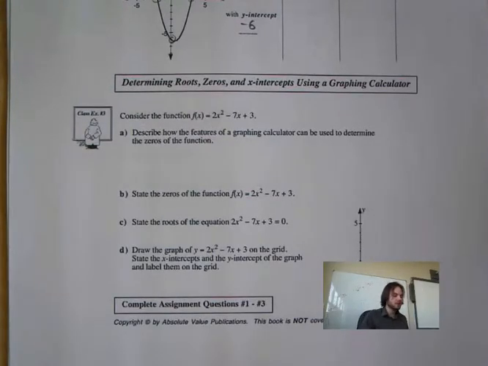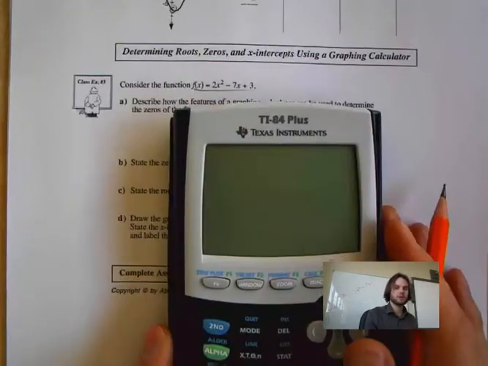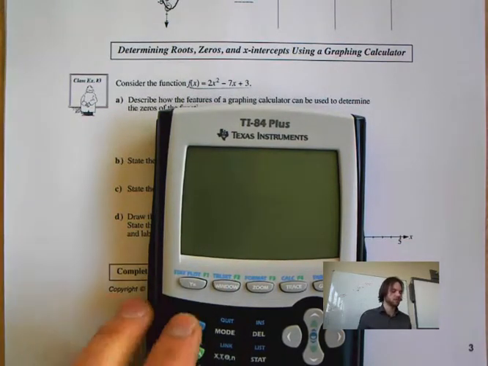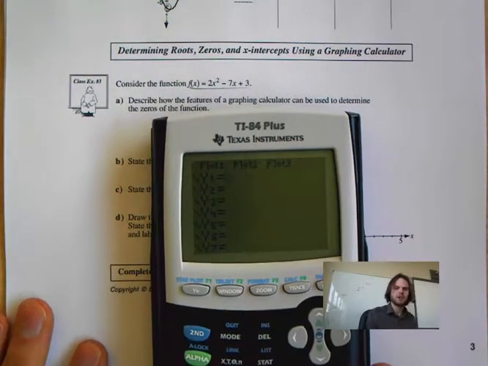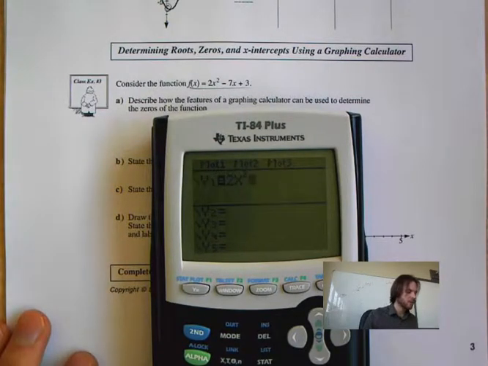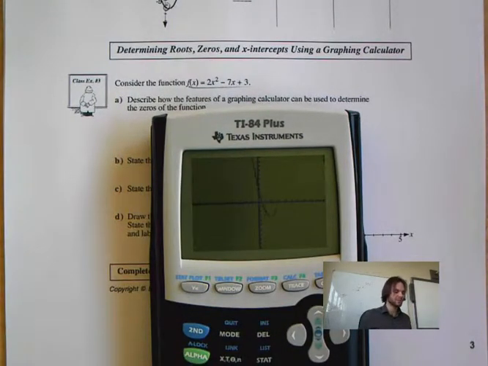It says, consider the following function. Okay? So there's my function. Describe how the features on the graphing calculator are used to determine the zeros of the function. We want to find the zeros of the function. So that's going to actually be my x-intercepts. So turn this on, y equals, and my equation is 2x squared, minus 7x and plus 3. And I'm going to graph it. There we go. There's my graph.